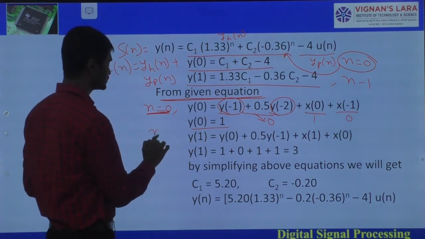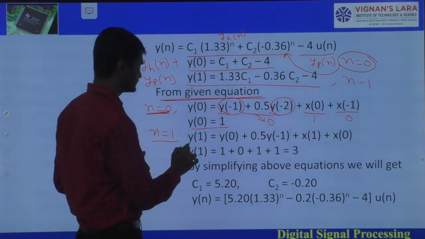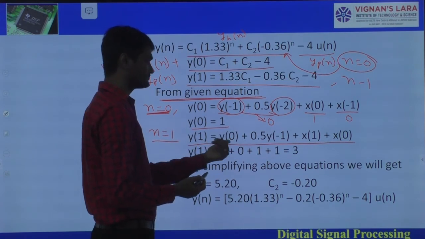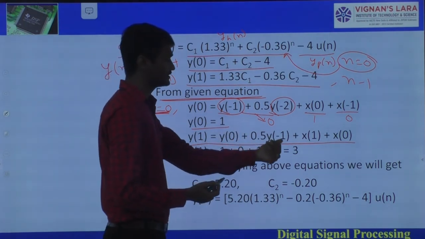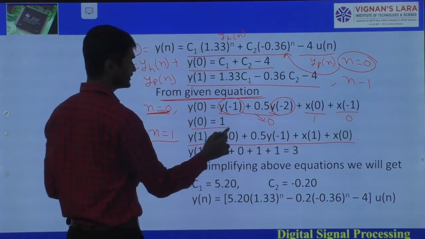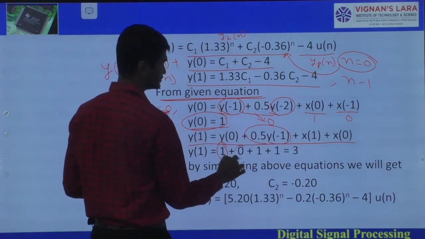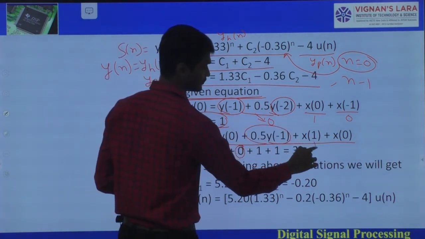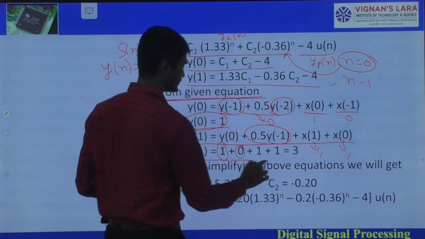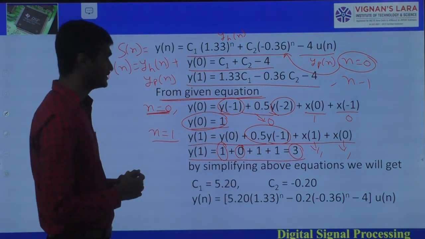Next, n equals 1. Put n equals 1 in the given difference equation. Now the difference equation becomes y[1] is equal to y[0] plus 0.5 y[-1] plus x[1] plus x[0]. We know y[0] is 1, the initial conditions are 0, and u[1] is 1 and u[0] is also 1. So 1 plus 1, which gives y[1] equals 3.